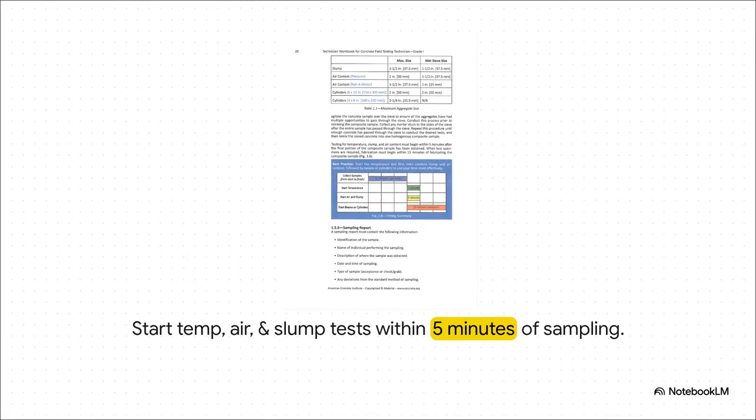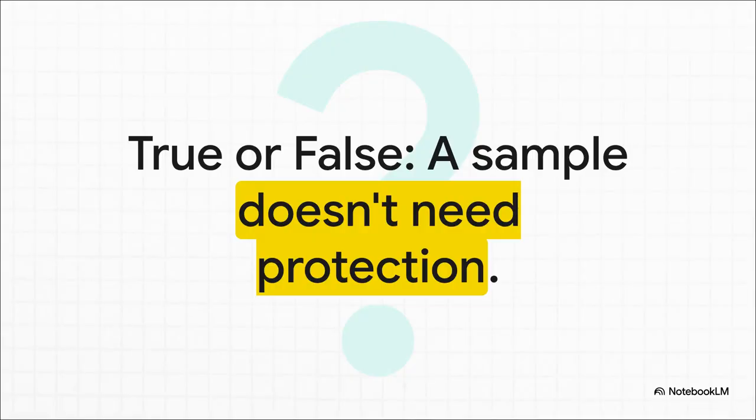And this chart here, it lays it all out perfectly. You can see the whole timeline. You've got that max of 15 minutes to collect your sample. Then, boom, the moment that's done, you have 5 minutes to kick off your temperature, air, and slump tests. You get a little more breathing room, up to 15 minutes before you have to start molding those cylinders or beams.